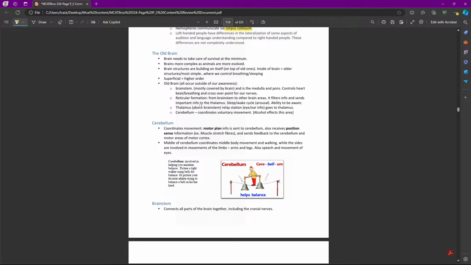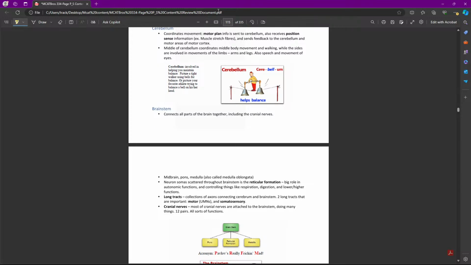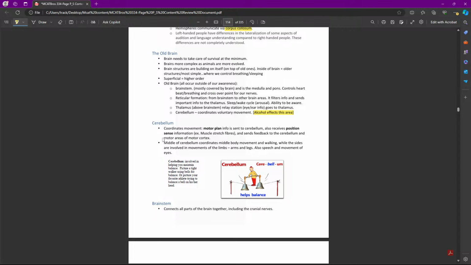Alright, I mentioned what the thalamus is, and the cerebellum coordinates voluntary movement, which I guess is impacted by alcohol. I didn't know that. So the cerebellum coordinates movement. Motor plan info is sent to the cerebellum, and it also receives position sense information, and sends feedback to the motor areas of the motor cortex. The middle of the cerebellum coordinates middle body movement and walking. So this is basically involved with gait of a human walk, or any animal I should say. It's also involved with movement of limbs and arms, speech, and movement of eyes.